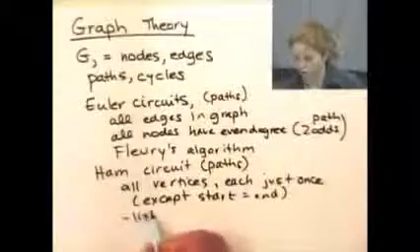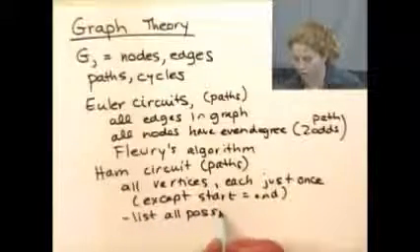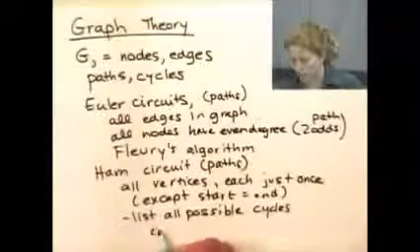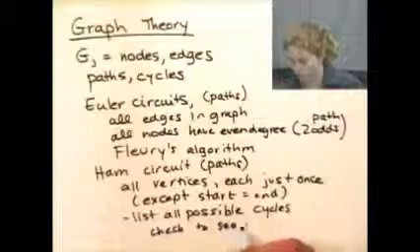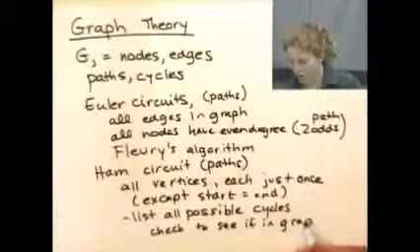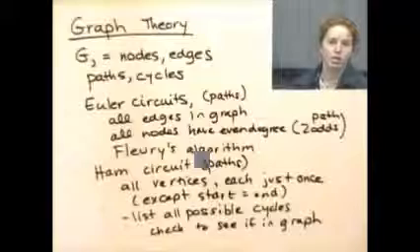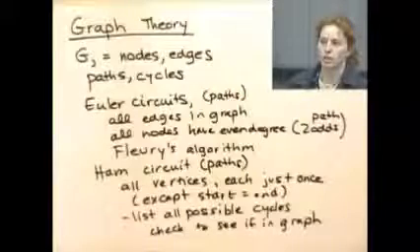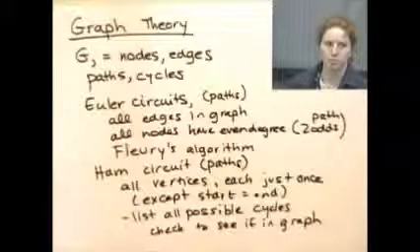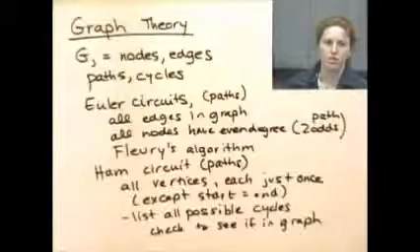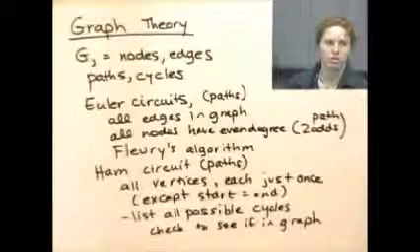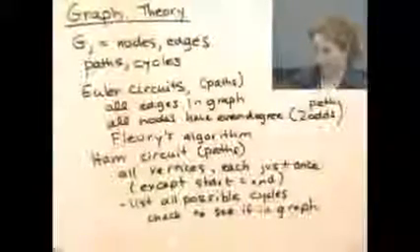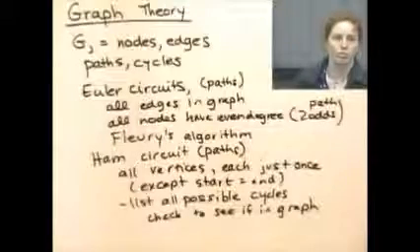So if you had no other way to find the solution, you could list all possible cycles and check to see if they're in the graph. And this is an NP hard problem because it's exponential. And we know, because we just finished doing counting, that this is a factorial problem, right? All the orderings of n vertices is n factorial orderings. So NP hard does not mean unsolvable, right?